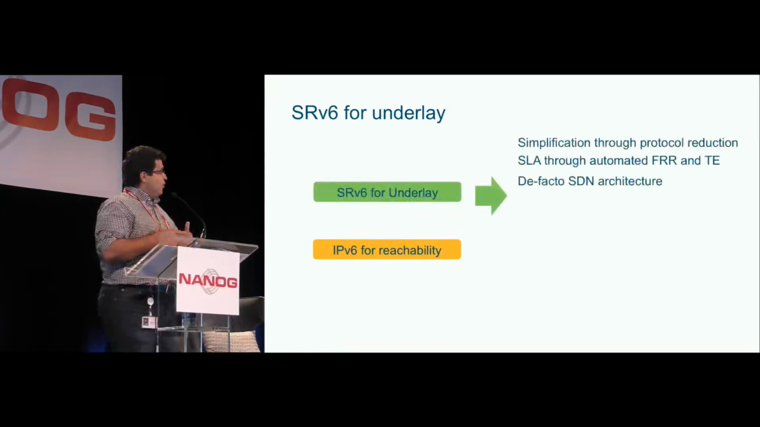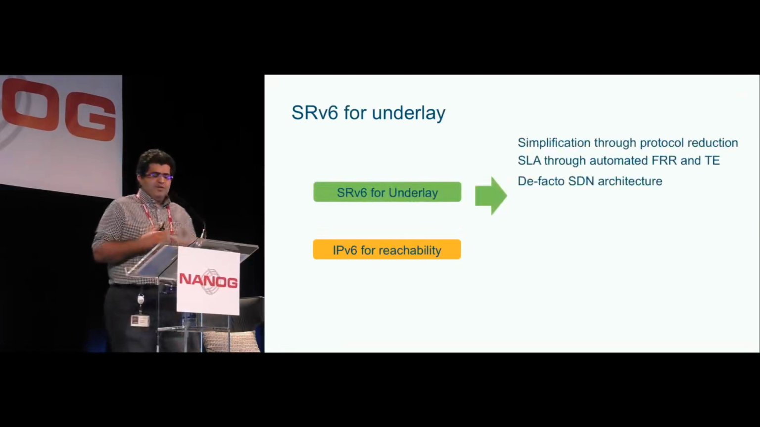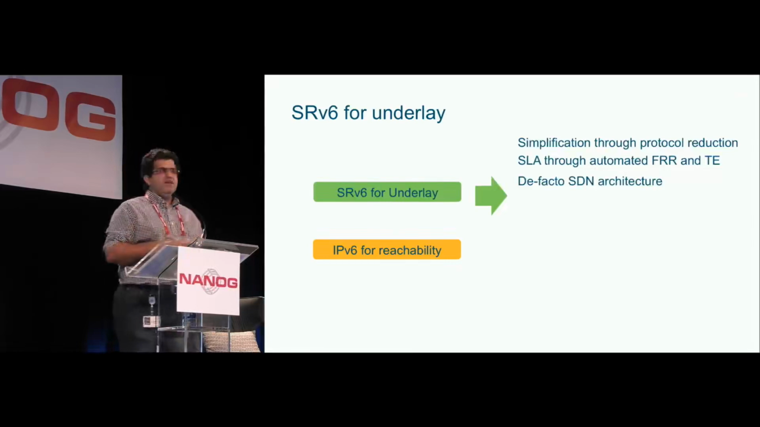So what we are proposing is that segment routing v6 is going to happen. It's obvious to us that segment routing v6 will prevail, and it will deliver the same level of services which we have done for SR-MPLS, which is simplicity, FRR, traffic engineering, and coupling everything together with SDN architecture.